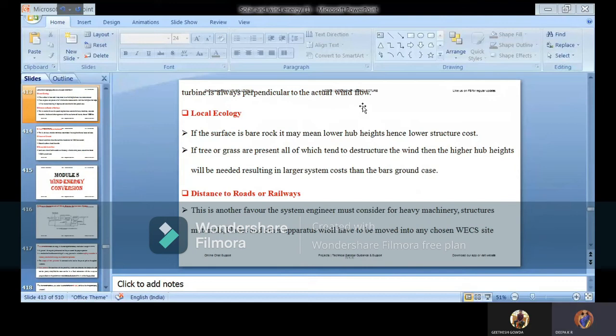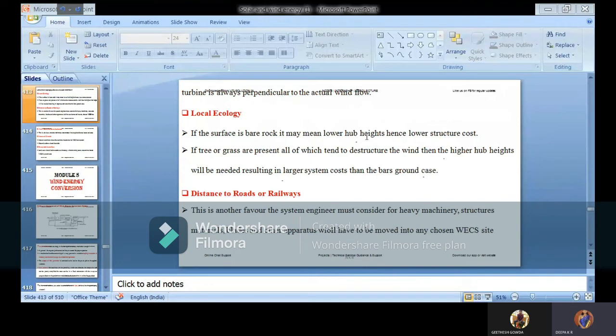Okay. Then local ecology. Local ecology, what exactly? If the surface is bare rock, it may mean lower hub heights and lower structure cost. And if trees or grass are present, all of which tend to destructure the wind, then higher hub heights will be needed, resulting in larger system cost than the bare ground case.